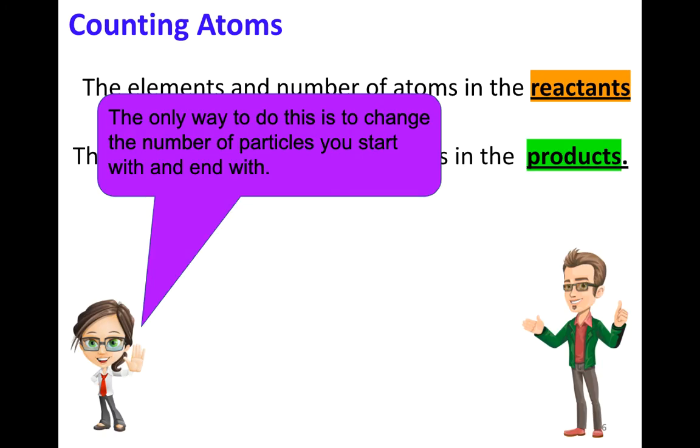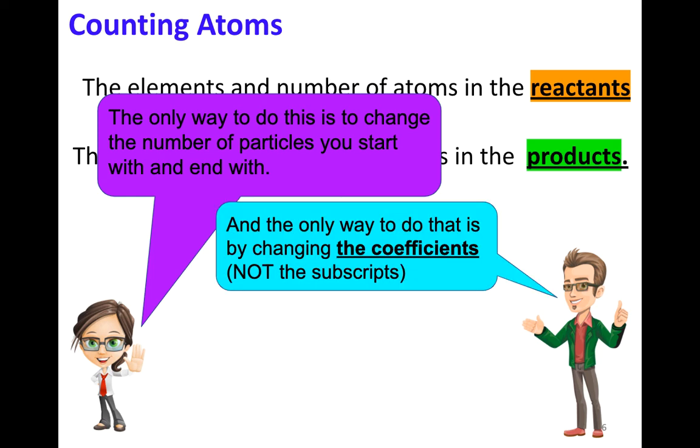The only way to fix it is to change the number of particles that you start with and end with. And the only way to do that is by changing the coefficients. You may not ever change the subscripts, because if you change the subscripts, you change what the substance is. Coefficients just tell you that you have more or fewer particles than you did before, but it doesn't change what it is. So do not change the subscript. Hard and fast rule.